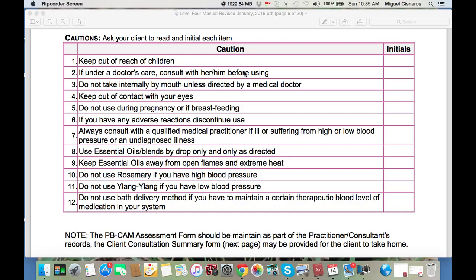Do not use rosemary if you have high blood pressure because it brings the blood pressure up. Do use it if you have low blood pressure, by the way, but not if you have high blood pressure. Do not use ylang ylang if you have low blood pressure because we use it to bring blood pressure down. Do use ylang ylang if you have high blood pressure, but do not use it if you have low blood pressure. Understand that. Do not use bath delivery method if you have to maintain a certain therapeutic blood level of medication in your blood system, and they initial it.